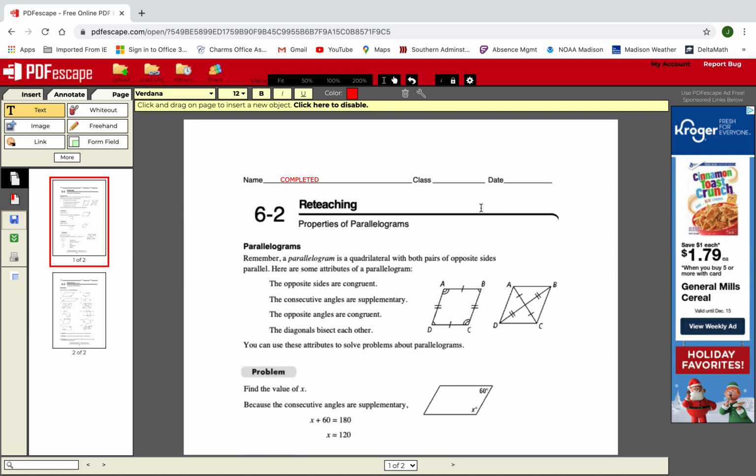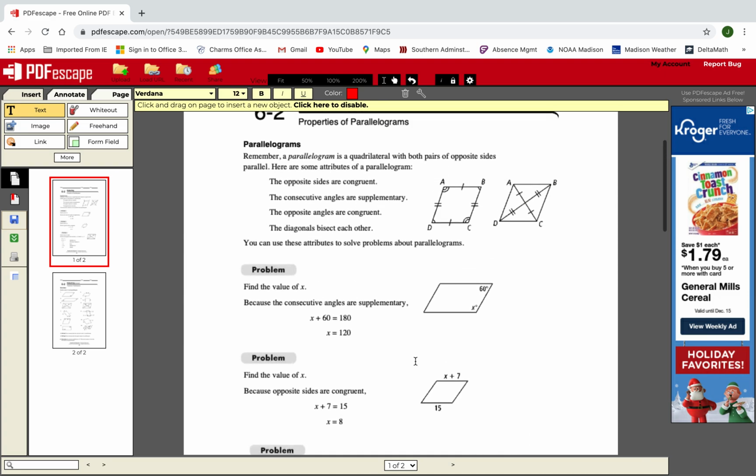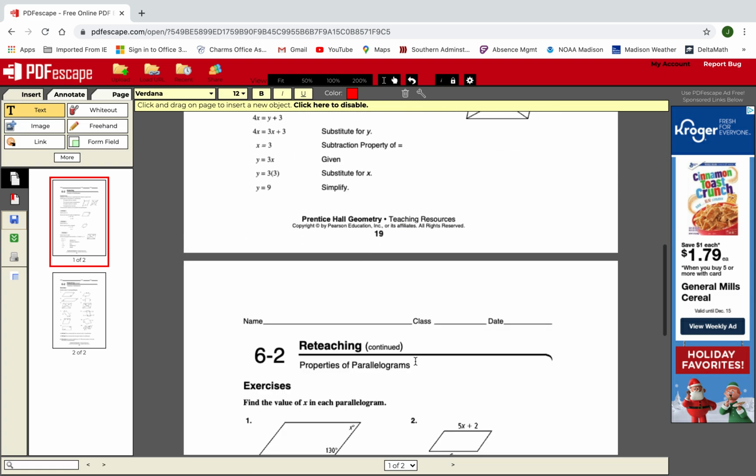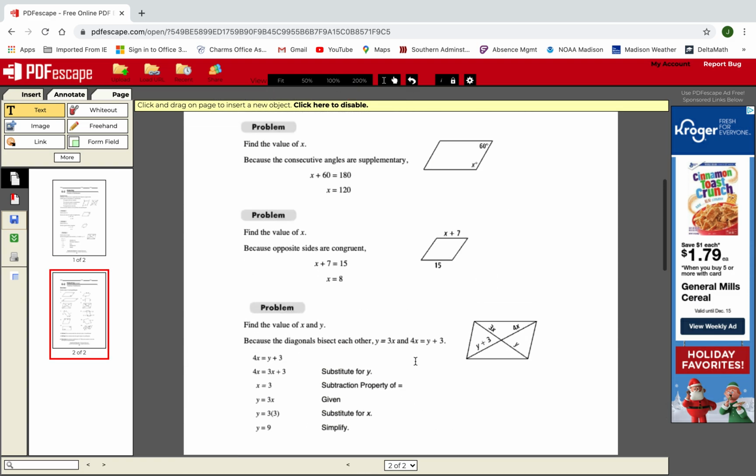Hey everybody! Today we're going to talk about properties of parallelograms. We're going to talk about some facts about parallelograms, and then we're going to use that information in order to solve some problems. So, properties of parallelograms. I'm scrolling down just to see what else we got here. Looks like some exercises to practice with.